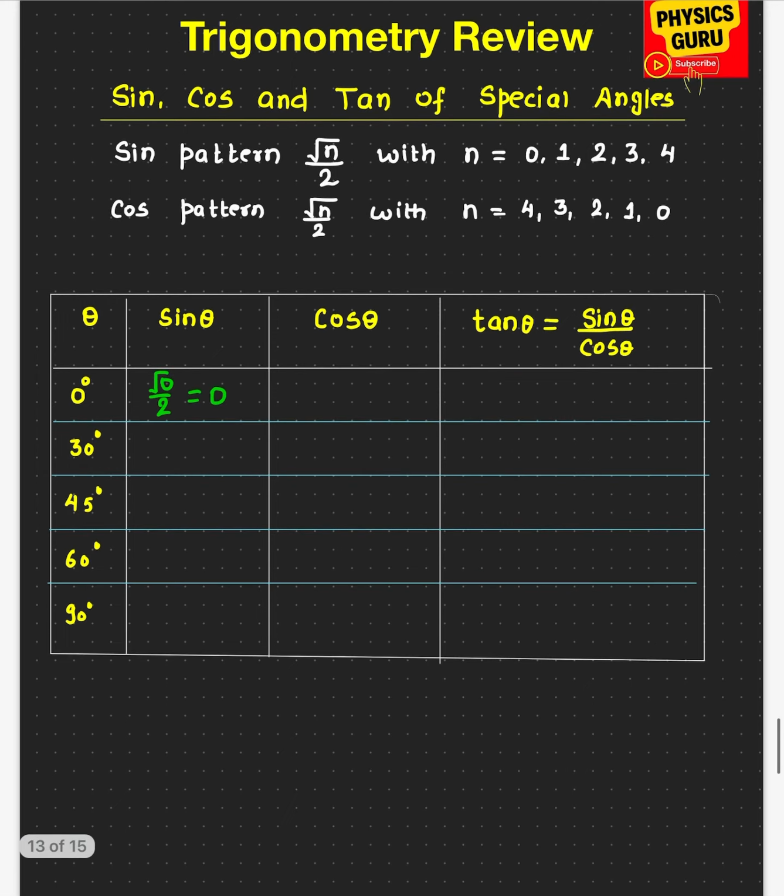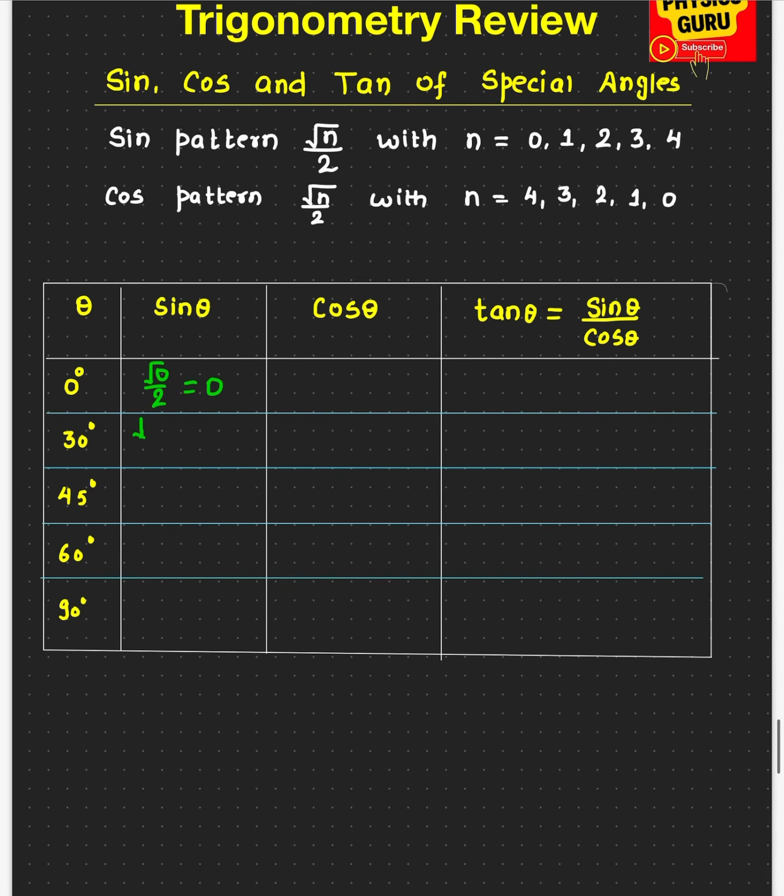Okay, the next one is 30 degrees, so n is now 1, and you will get 1 over 2, which is 0.5. For 45 degrees, now you have 2, the square root of 2 divided by 2, and you will get 1 over the square root of 2. That's the value of sine 45 degrees. Sine 60 degrees will be the square root of 3 divided by 2. And sine 90 degrees will be the square root of 4 divided by 2, so it will be 1.